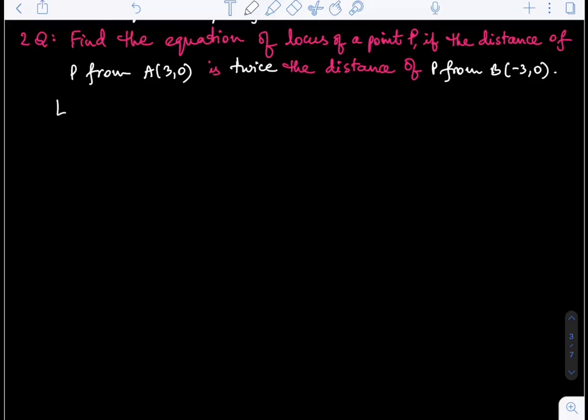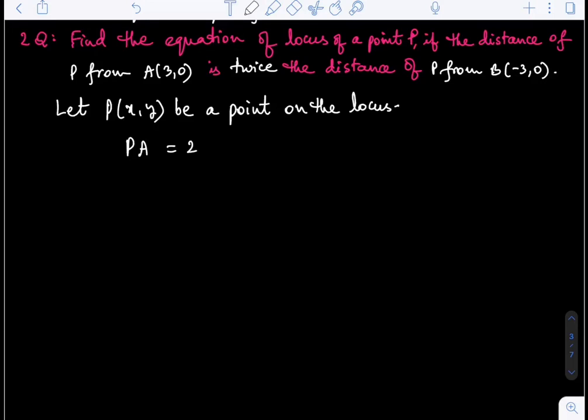Okay, let us see one by one how to do it. First step, as I already told you, let P be (x, y). This is a point on the locus. Let P be a point on the locus. This is the first step. What is the geometric condition here? Write it. When you write the question, we have to understand it to get the idea. So this is the geometric condition here.